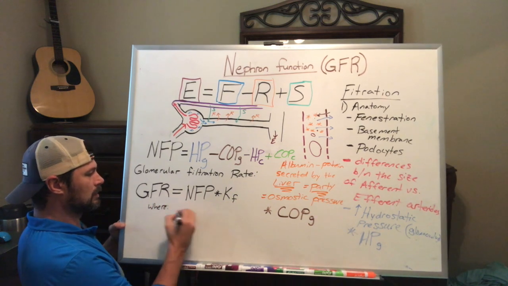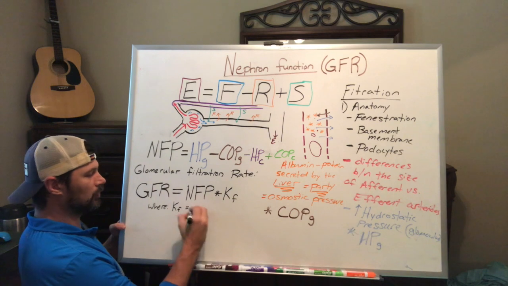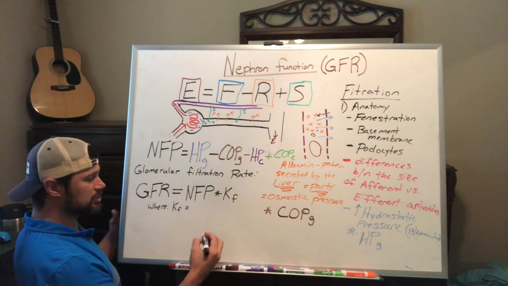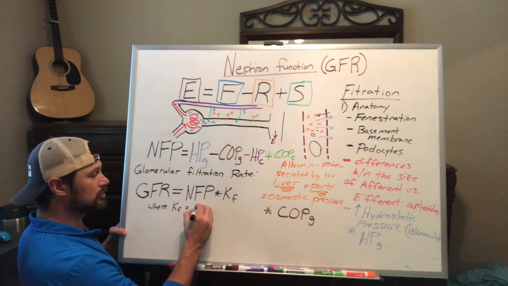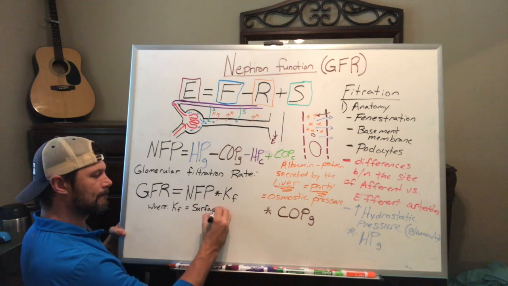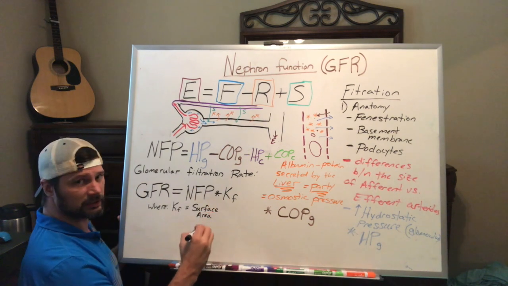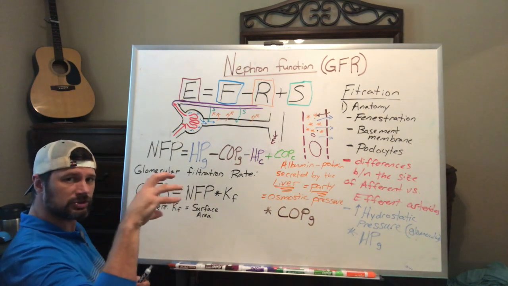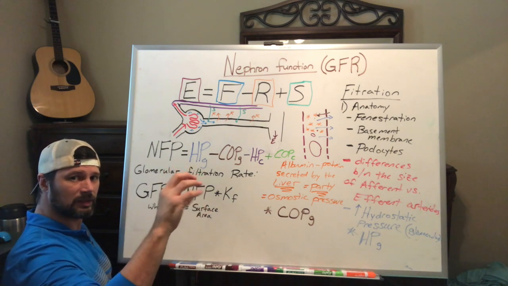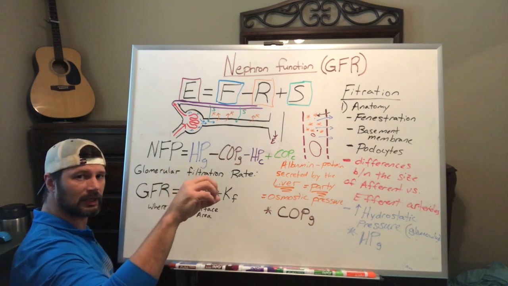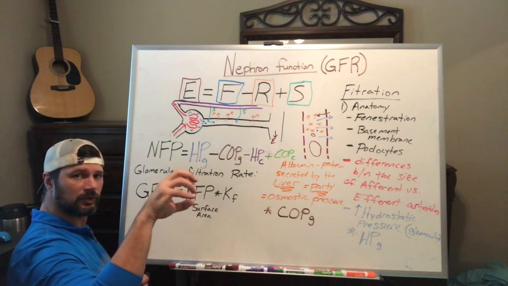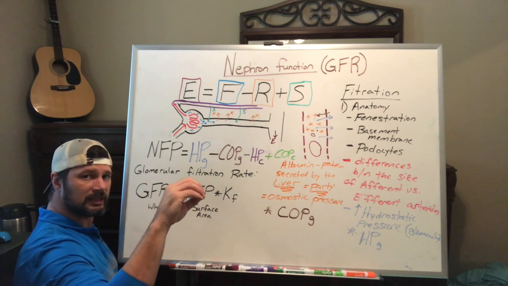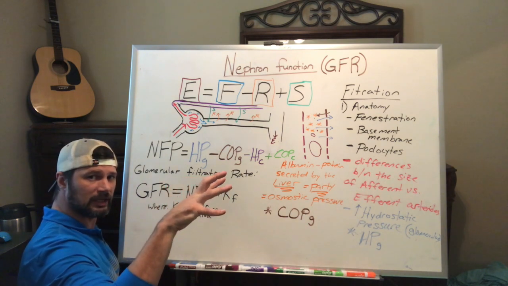Where Kf equals filtration coefficient. The Kf is directly related to the surface area of your glomerulus. The bigger the surface area of your glomerulus, here's the way I like to explain it. Take your hand and put it in front of your face, nice and relaxed, not clenched and not open. Imagine that's your glomerulus. Now take that glomerulus and start spreading out your hand and spreading out your fingers.